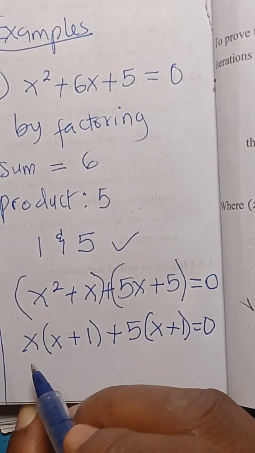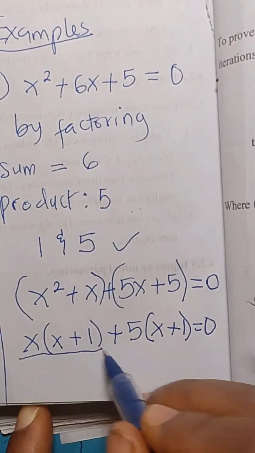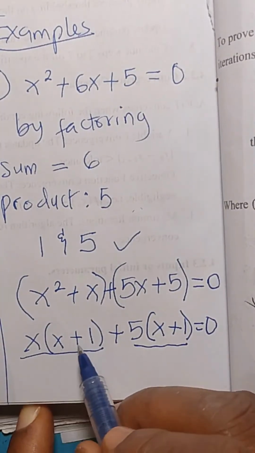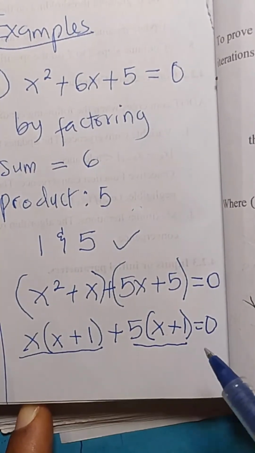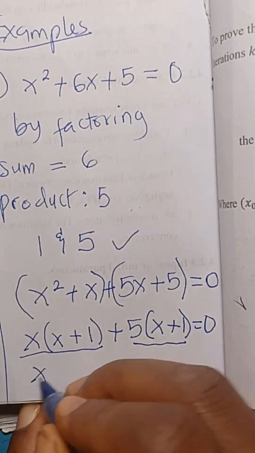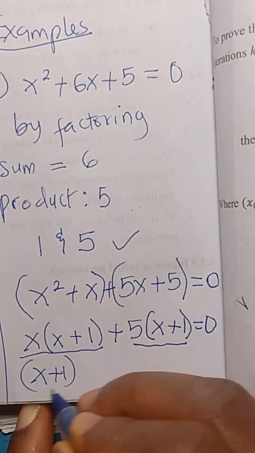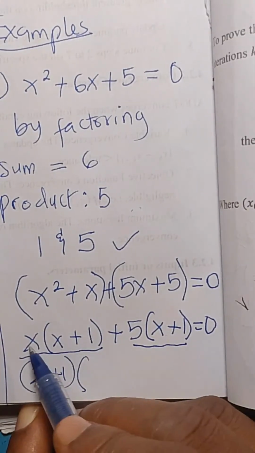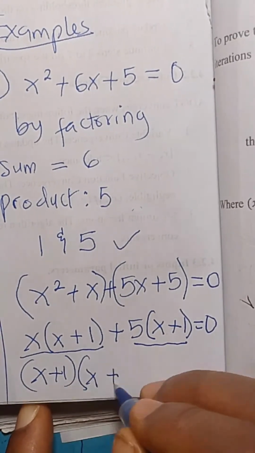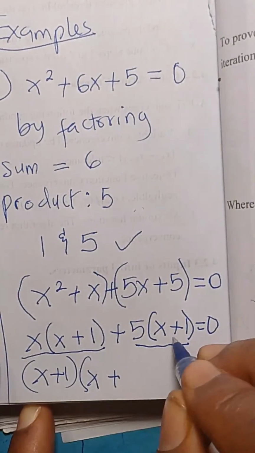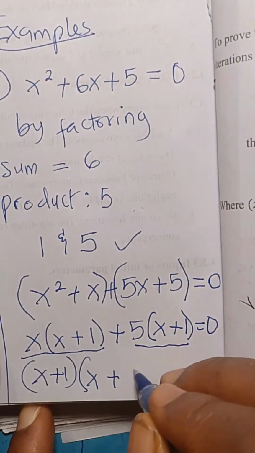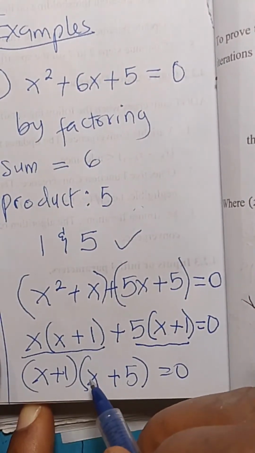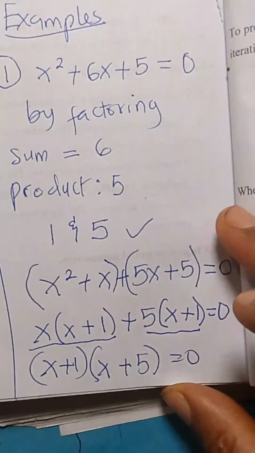Now look at this part. We see that x plus 1 is here and x plus 1 is here. So it's common and we factor it out. We have x plus 1, bracket. If we divide this whole side by x plus 1, we have x remaining, plus, and if we divide this side by x plus 1, we have 5. And this is equal to 0. We have x plus 1 and x plus 5 equal to 0.